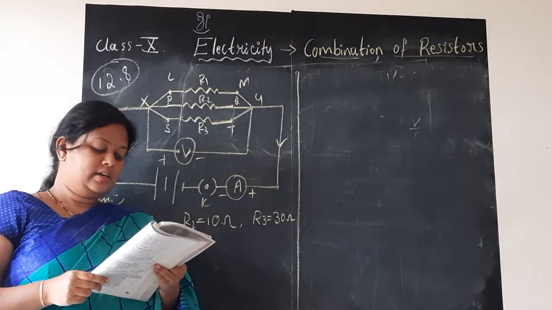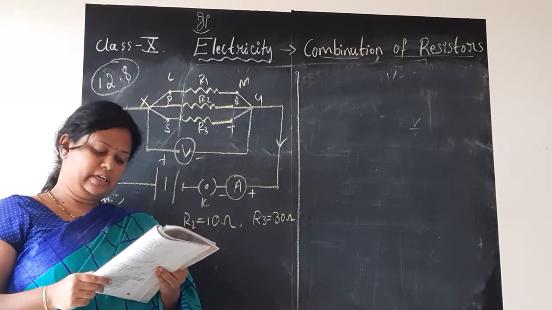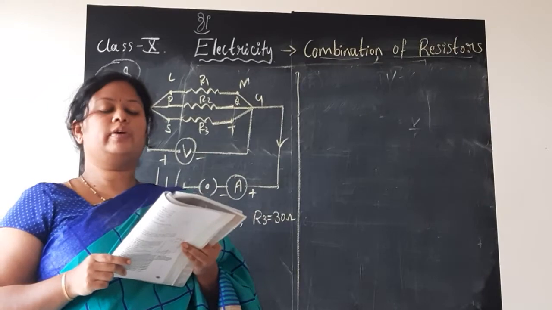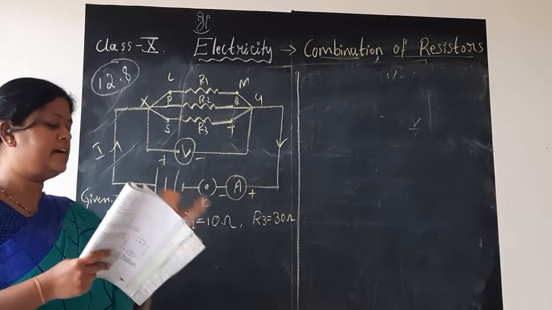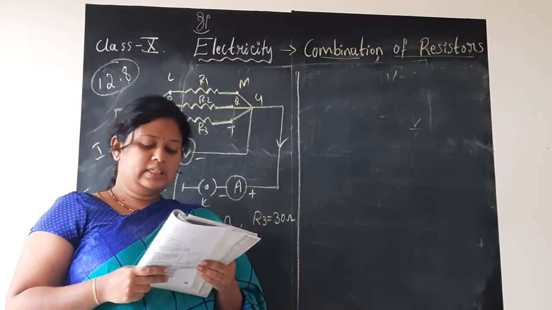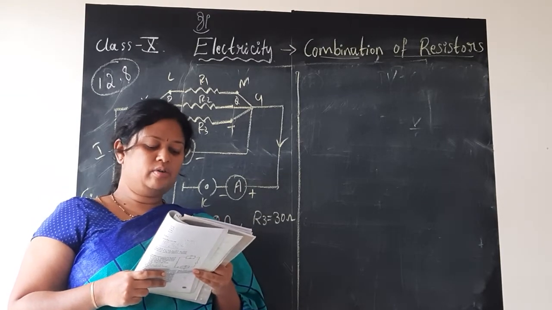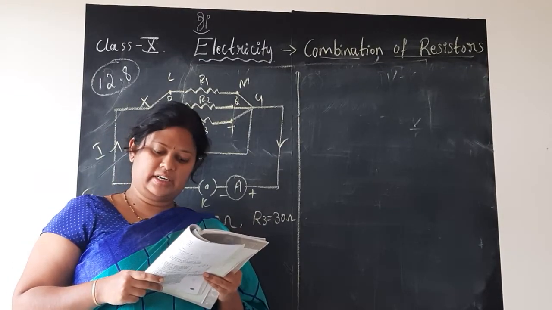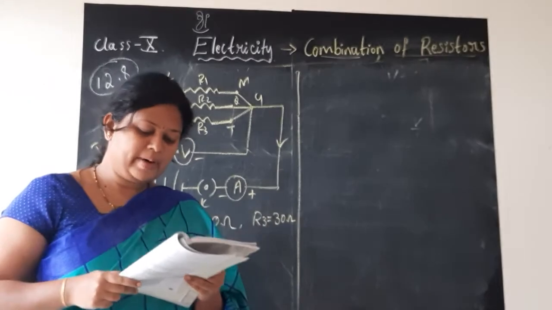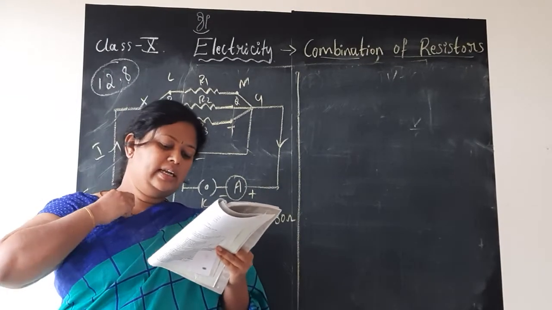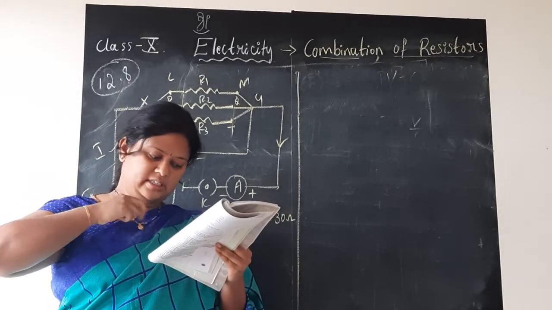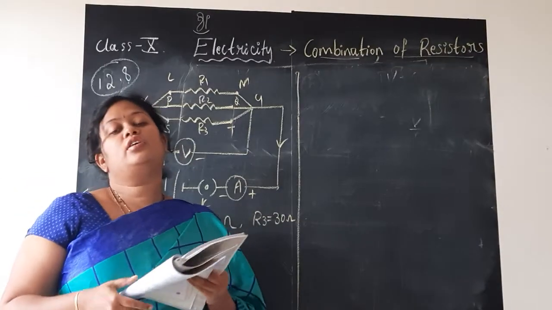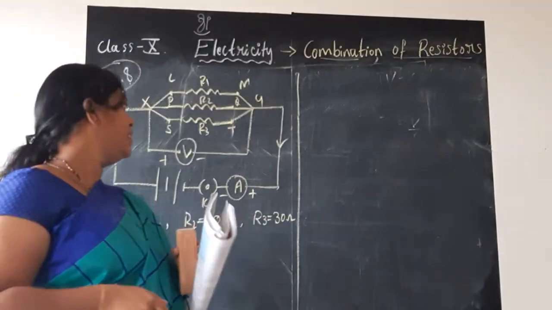Next children, let us solve example 12.8. The question is, in the circuit diagram given in figure 12.10, the figure is this, I have written it on the board. Suppose the resistors R1, R2 and R3 have the values 5 ohm, 10 ohm and 30 ohms respectively, which have been connected to a battery of 12 volts. Calculate A, the current through each resistor, B, the total current in the circuit, and C, the total circuit resistance. It is very easy, children.